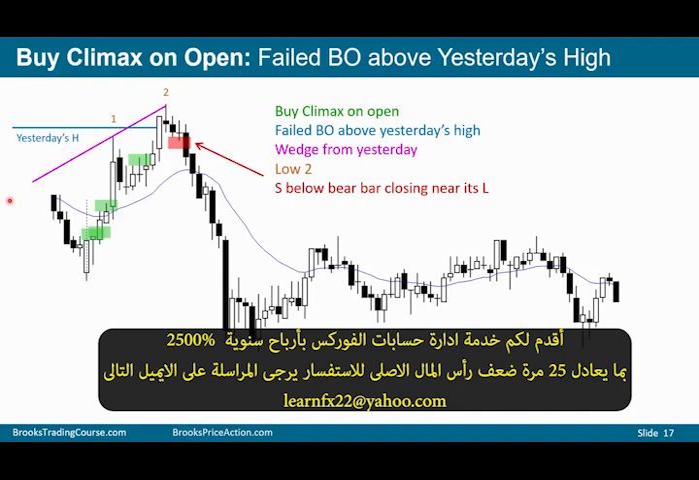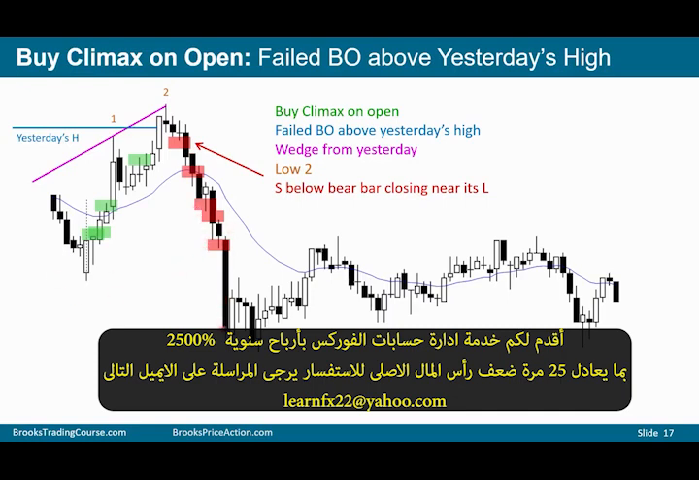low and reverse up. We have a buy climax and a second buy climax, a failed breakout above yesterday's high, and a low 2 attempts to go down. Here's the first, here's the second. You could sell below that bar, but with a prominent tail, a doji bar, it's higher probability to sell below a bear bar that closes below its midpoint, for example, below that bar. And as long as the market is going down, traders will sell below bear bars that close near their low.